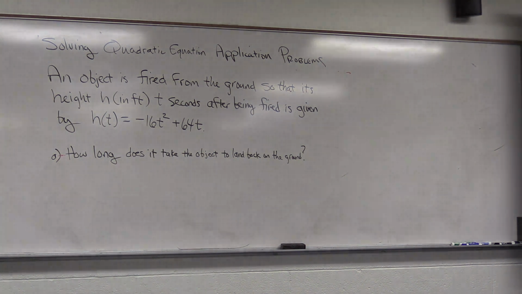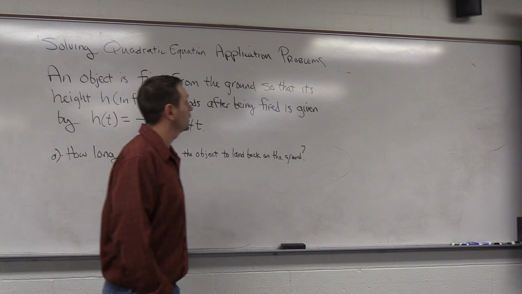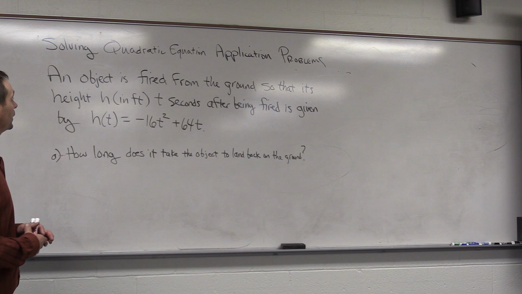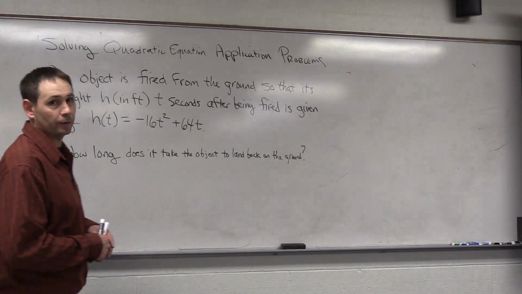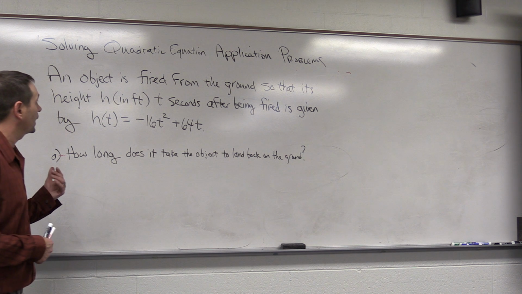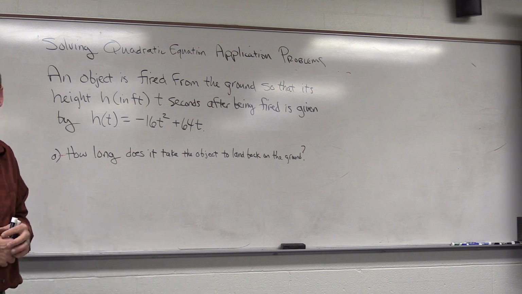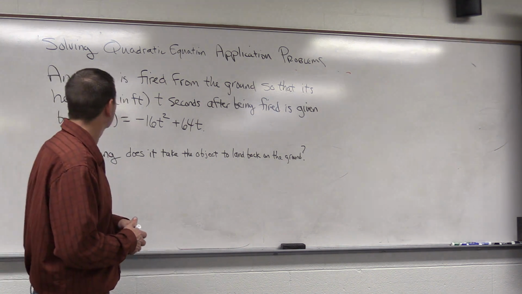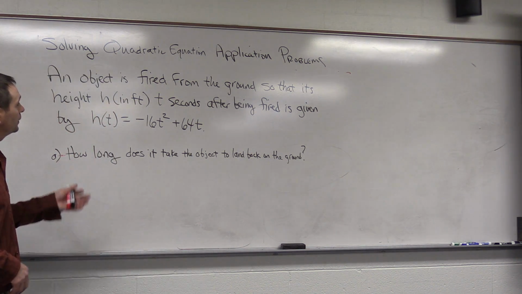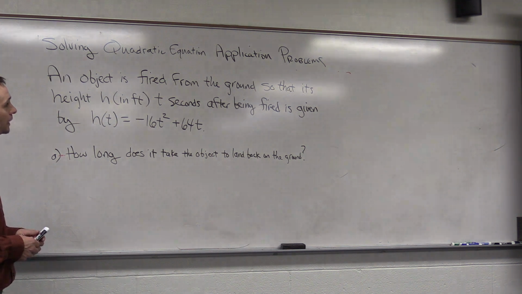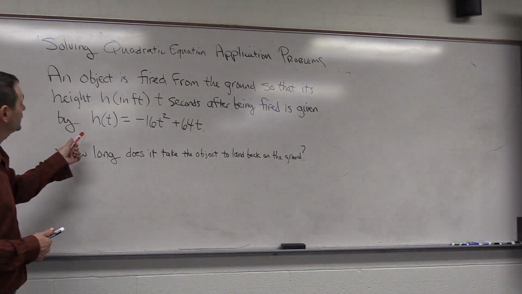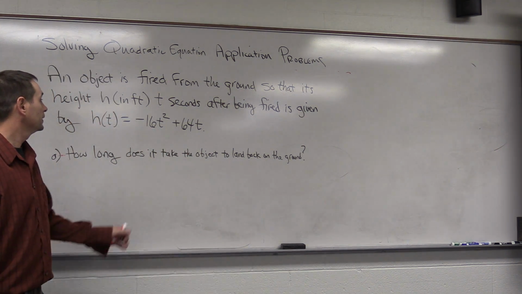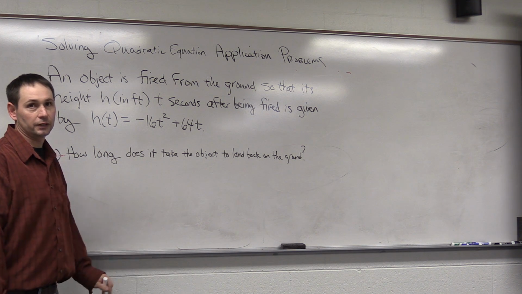I'm going to look at solving quadratic equations, quadratic equation application problems. In particular, we're going to look at an example where an object is fired from the ground. You'll also see these in physics classes. An object is fired from the ground so that its height h in feet, t seconds after being fired, is given by h of t equals negative 16t squared plus 64t. So the leading coefficient is a negative 16.